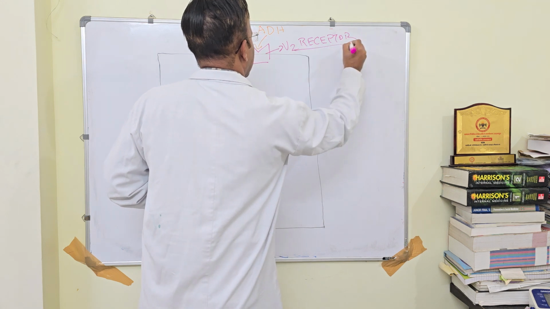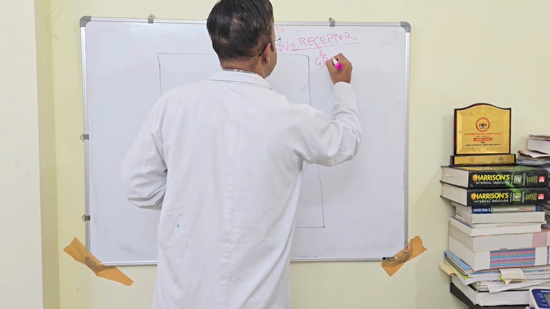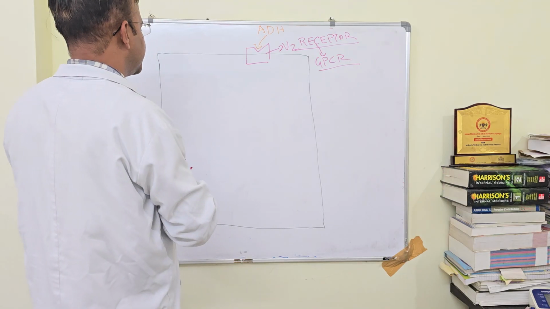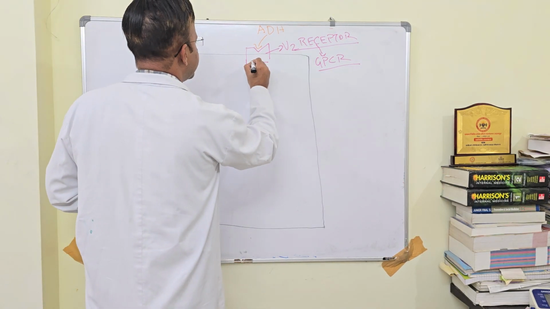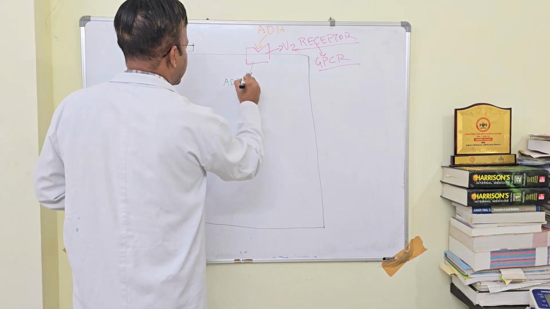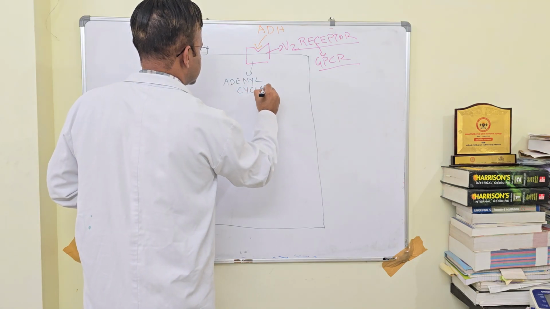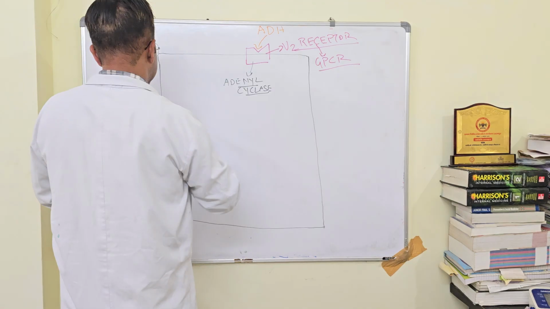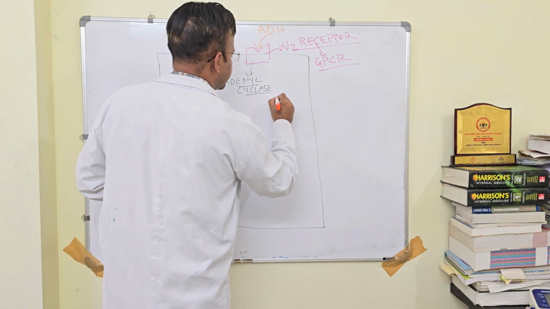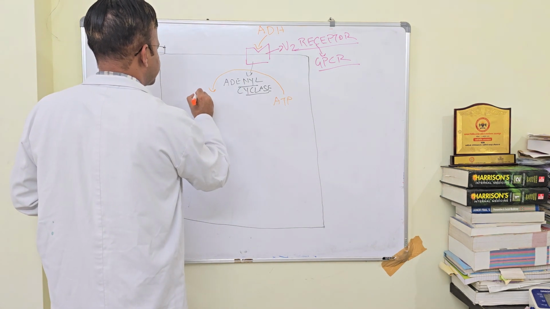And what kind of receptor is the V2 receptor? It's a G protein coupled receptor, GPCR, right? Now what this V2 receptor is going to do is that it's going to increase the level of adenyl cyclase, right? What is adenyl cyclase going to do? The adenyl cyclase will convert your ATP into cyclic AMP.